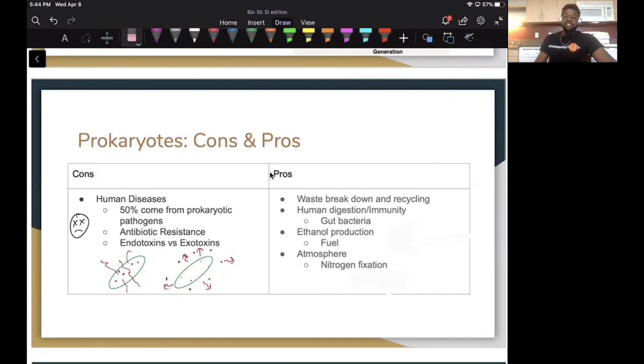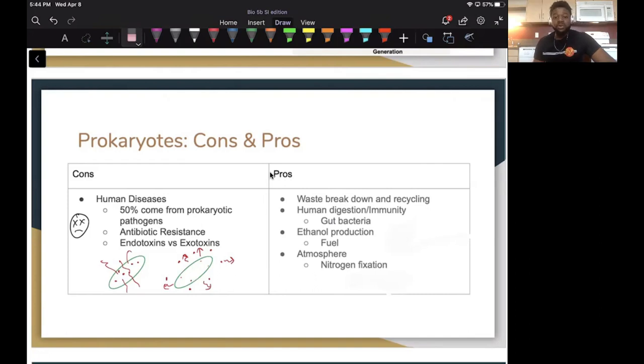But that's it for the major cons. Moving on to the pros. These are a little bit less well known, but they're actually essential for waste breakdown and recycling. So as we talked about, they can adapt. They're very biochemically diverse, so they can break down and survive just about anywhere. Given enough time, they'll break down just about anything and make it reusable back for our natural environment.